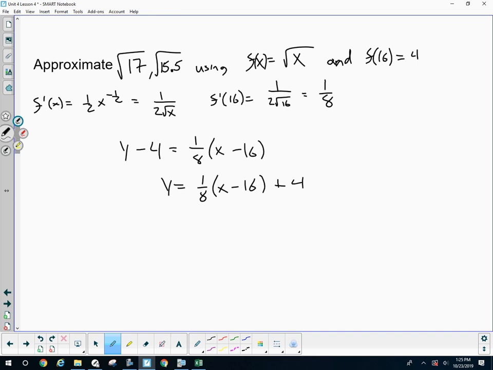Here's where people falter. They say, okay, trying to approximate the square root of 17. They then go ahead and plug in root 17 in for x. And then they look at that and they're like, I don't know what to do here. Like, I don't know what the square root of 17 is. But you're not thinking about it the right way. Discuss with your neighbors why you don't do that.